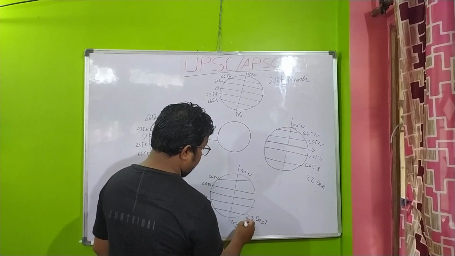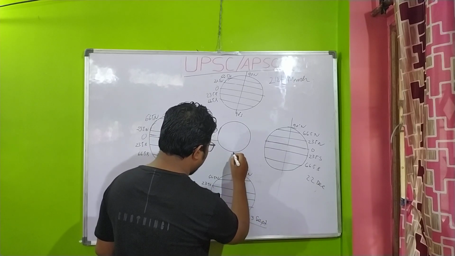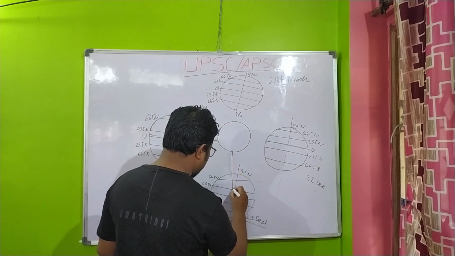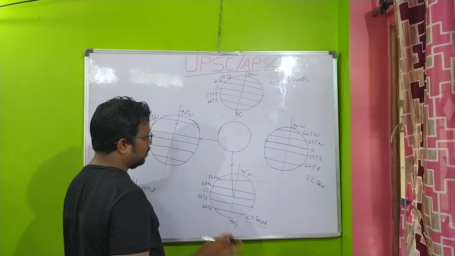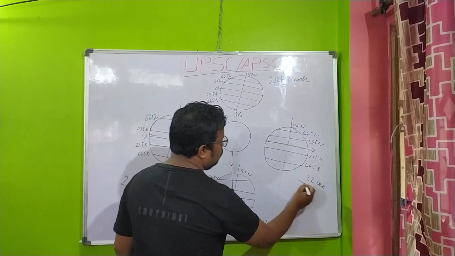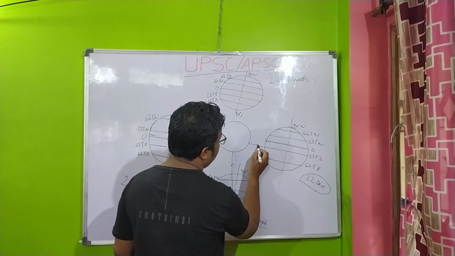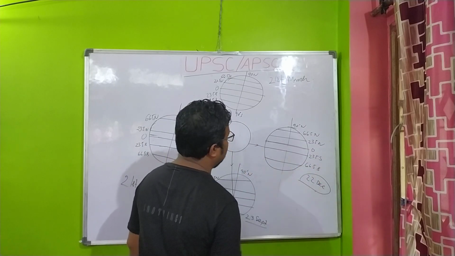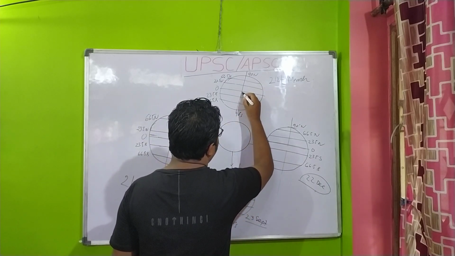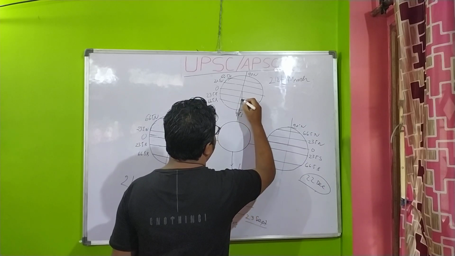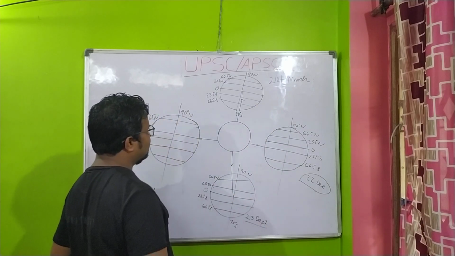On 23rd September, what is happening? Sunlight is perpendicularly falling on the equator. Remember, you have to remember. On 22 December, sunlight is falling perpendicularly on the Tropic of Capricorn, or 23.5 south. And on 21st March, sunlight is perpendicularly falling on the equator. So these are the things which you have to remember.